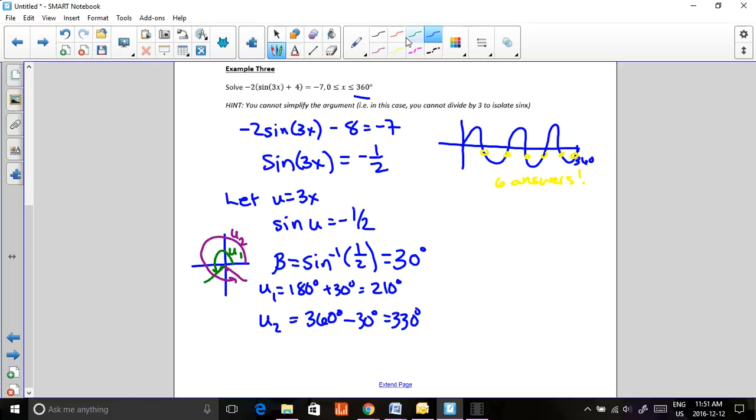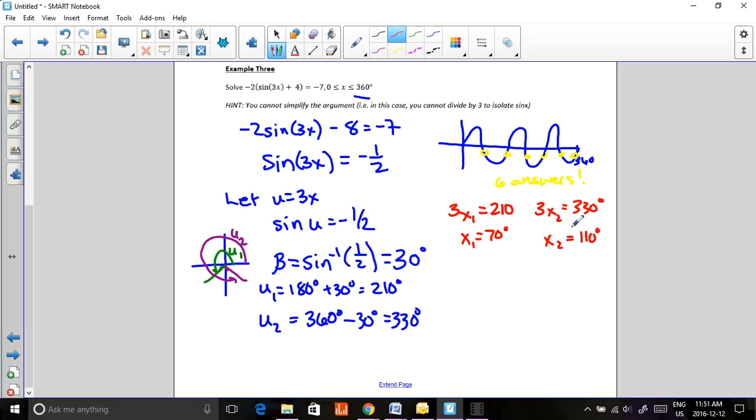Now we have to convert these back to x. So we have 3x1 equals 210, therefore x1 is equal to 70 degrees. And then 3x2 is equal to 330 degrees, so x2 is equal to 110 degrees.